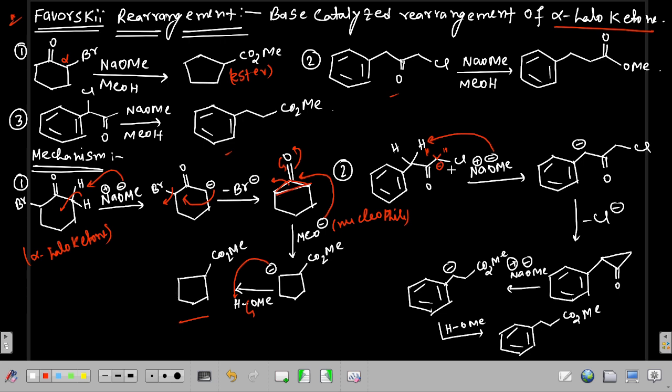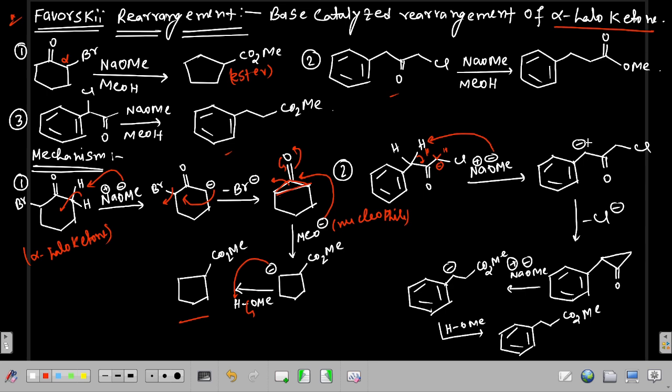So here, this anion will not be that stable, because the other anion is stabilized by both this aromatic species and this carbonyl group. But in this case, this anion is only stabilized by the ketone, so it is not a stable species. That's why this methoxide will attack this hydrogen, and it leads to the removal of this proton and the formation of this anion.